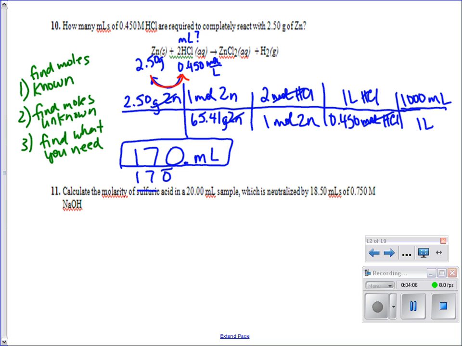So I'm just going to make this hydrochloric acid to make our lives easier. We'll be talking about sulfuric acid, which is a diprotic acid, and how it ionizes later. I just don't want to go there right now. This is enough for you to handle at this point. So we're going to calculate the molarity of this stuff in a 20 mil sample, which is neutralized by 18.5 mils of 0.750 molar sodium hydroxide.